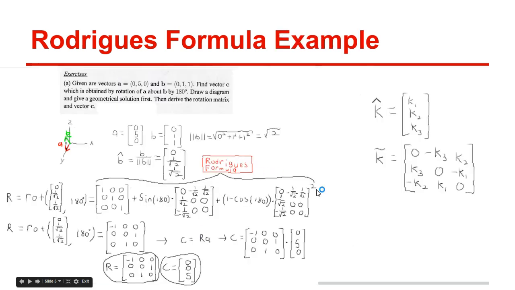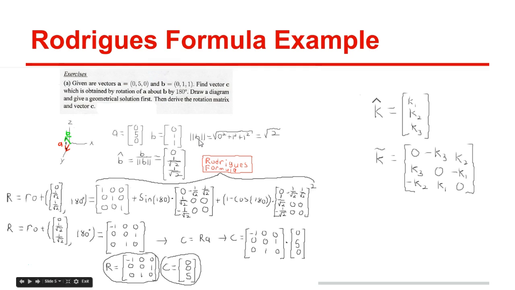So here's an example. You have the vectors A and B, and you want to rotate A about B by 180 degrees. In this case, B is 0 in the x, 1 in the y, and 1 in the z. This is not a unit vector. Because it is not a unit vector, you need to convert it to a unit vector. How you do that is the little hat on top of B shows that it's a unit vector. You have to take the vector and divide it by the magnitude of the vector.